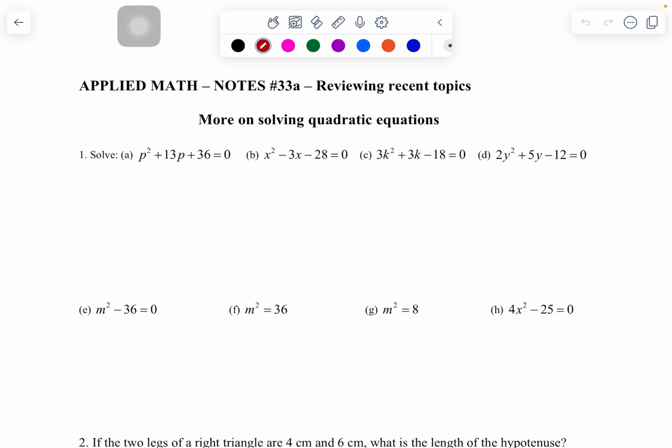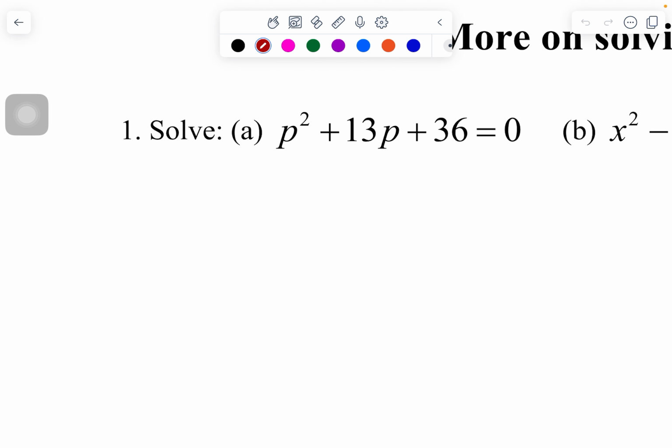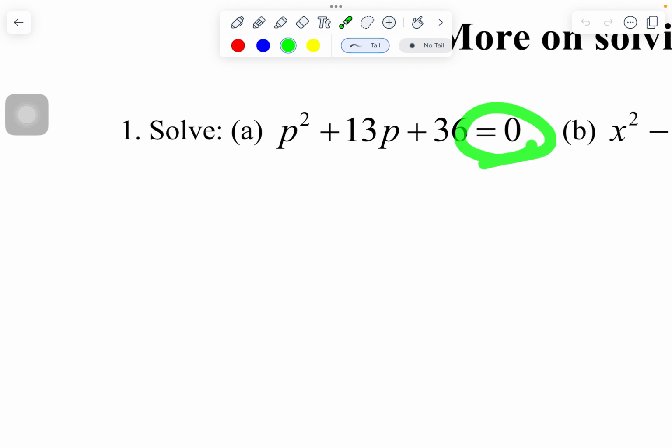All of these, oops, grabbed the wrong thing. All of these little bits, parts, and pieces. So let me go ahead and zoom on in here to problem number 1, part A. First thing, is it equal to 0? And the answer is yes, it's equal to 0. Second thing, I'm going to look at the left side here. Do we have a GCF? No, but it is factorable.